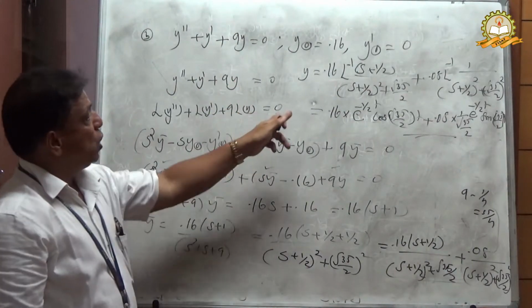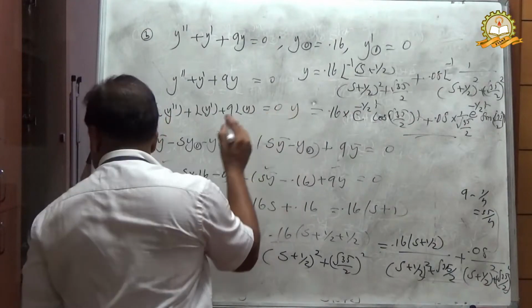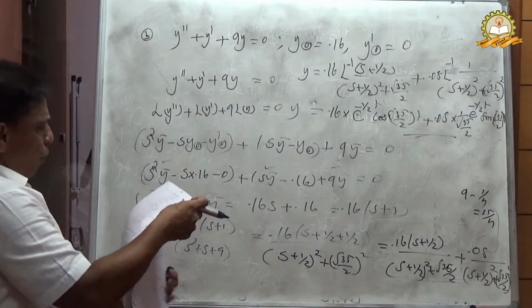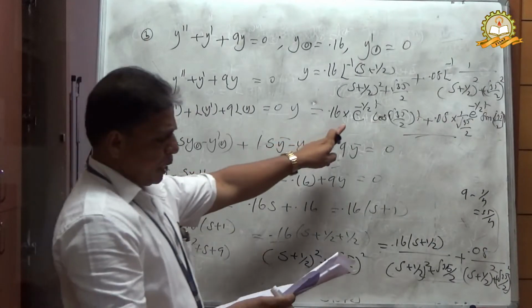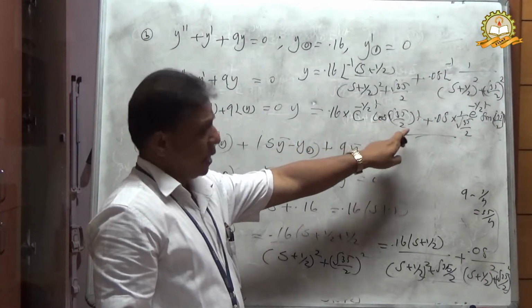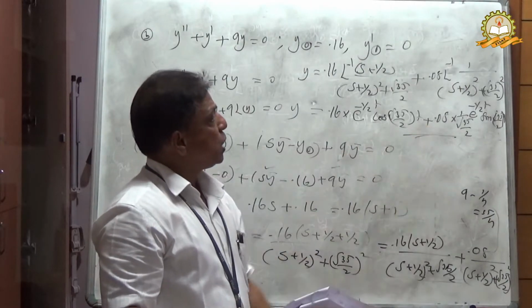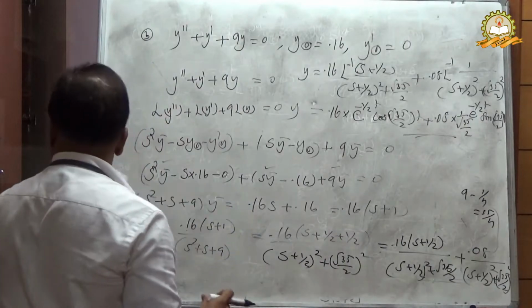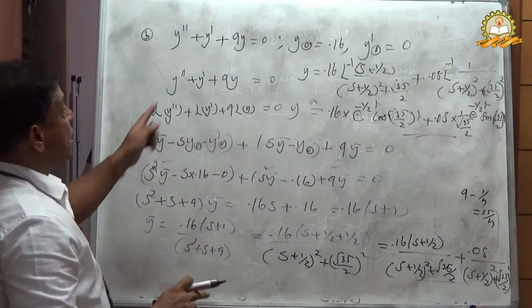We get the value of y is equal to 0.16. The value of y is equal to 0.16 into e raised to minus 1 by 2 t cos root 35 by 2 t plus 0.08 e raised to minus 1 by 2 t root 35 by 2 into sin root 35 by 2. This is the result of the given problem.